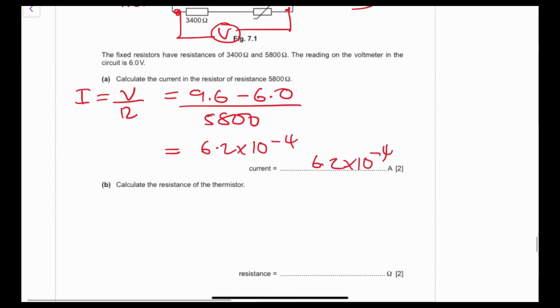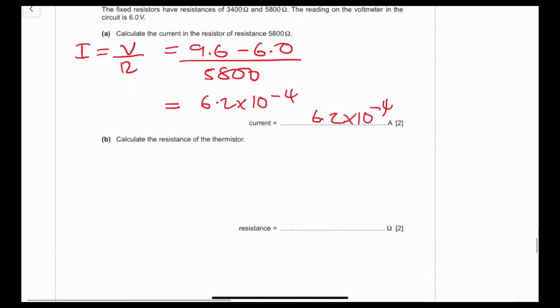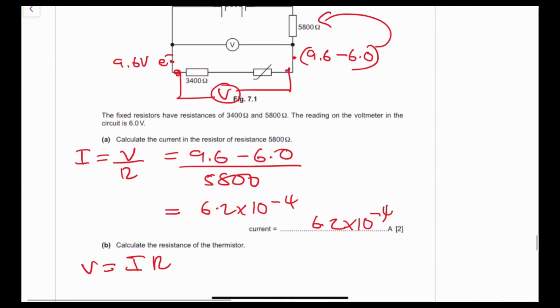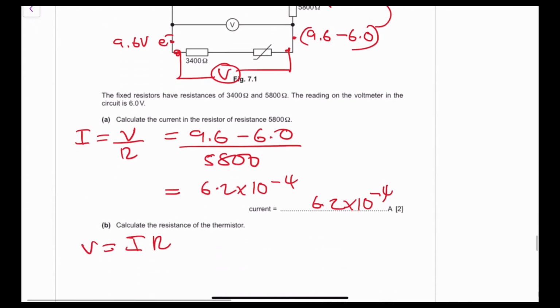Okay, so we've been asked to calculate the resistance of the thermistor. So how do you find the resistance of the thermistor? Well, we know that V is equivalent to IR. So the voltage across this thermistor will be equivalent to IR. But you now have the current for the whole circuit, right? So the current across the 5,800 will be true for the current across the whole resistor itself.